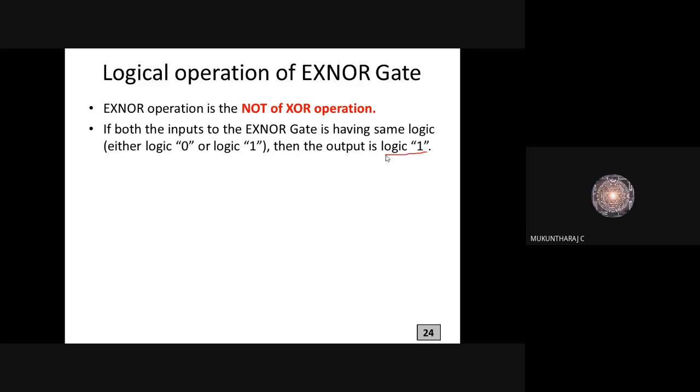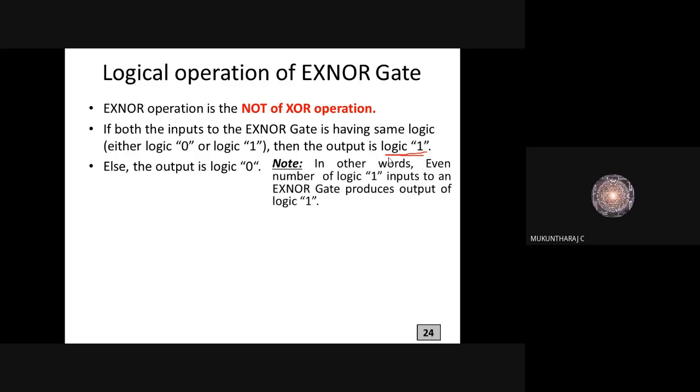Here the logic is reverse of XOR operation. In XOR operation, if both the inputs are the same logic, then output will be logic 0. But here, output is logic 1. Otherwise the output will be logic 0. Alternatively, you can say that even number of logic 1 inputs produces logic 1 output. XNOR gate produces logic 1 as output when even number of logic 1s are available in the input.